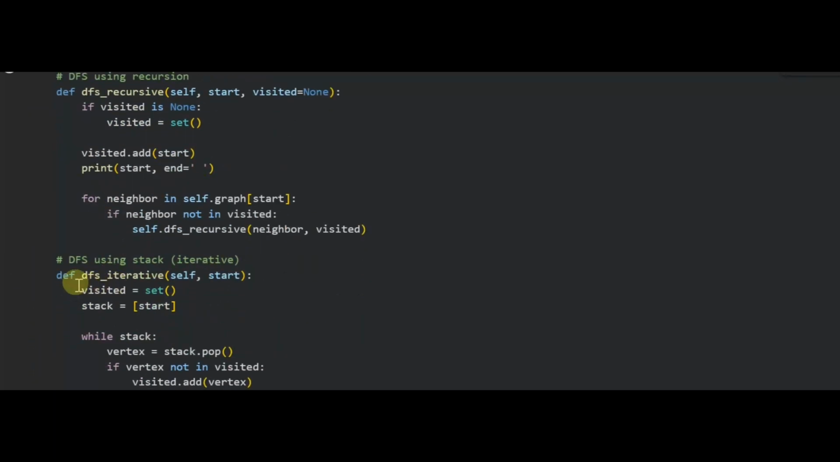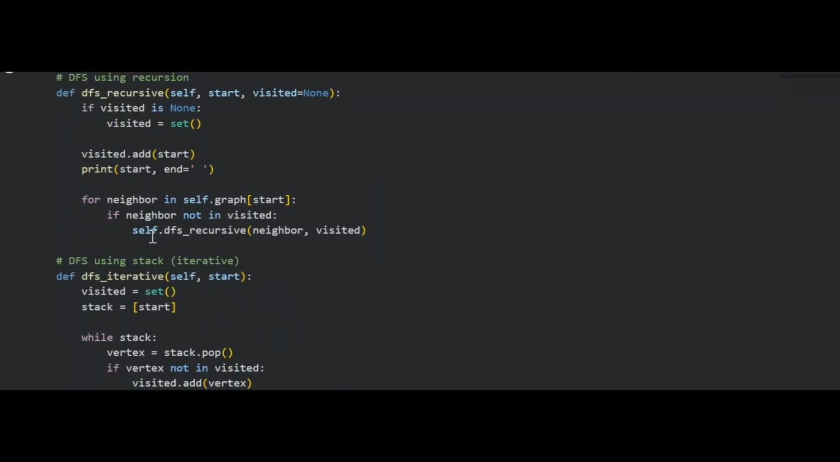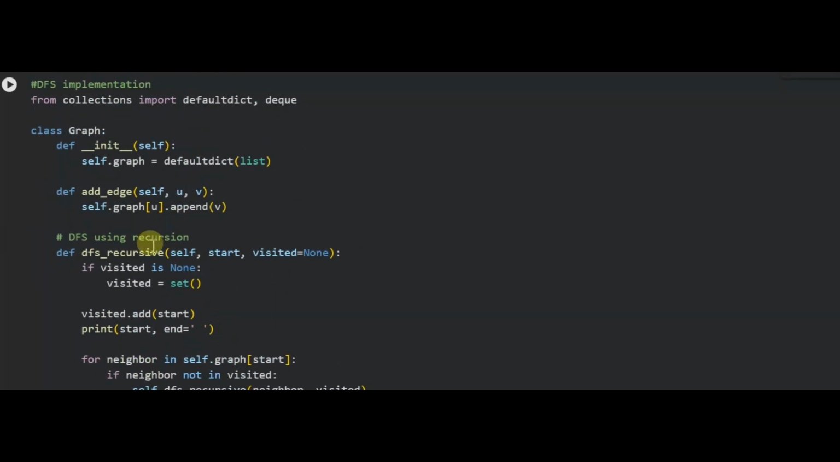Then we move on to DFS using a stack, or iterative. It uses a stack, last in first out principle, instead of recursion. It starts at vertex 2, pushes it onto the stack, then pops and visits vertices. When visiting a vertex, it pushes all its unvisited neighbors onto the stack. Its output, as you can see, is 2 3 0 1. The order is different because the stack behavior is different from recursion.